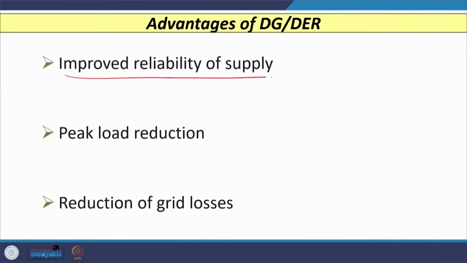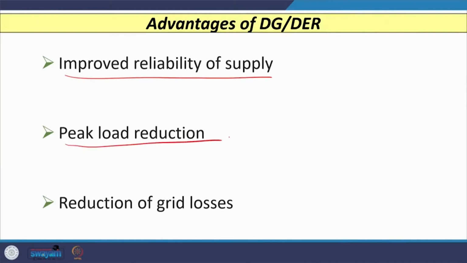Now, there are 3 important advantages of DG or DER. The first advantage is the improved reliability of supply, because some additional diversified energy option is available. So, reliability of supply improves. Second is the peak load reduction, because we have the DG or DER available. As and when there is a huge demand of load, during peak hours you can easily connect the DG and supply this load, and the peak load can be reduced.